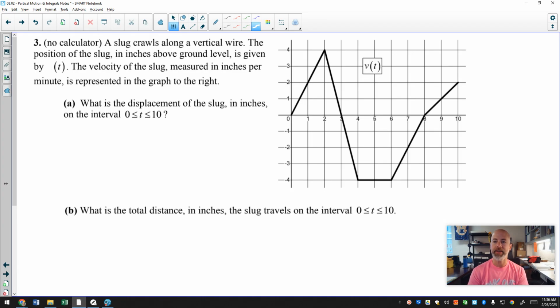There's nothing wrong with calling it x, but I think since we're traveling vertically, I'm going to change that to y, since we're moving vertically. The velocity of the slug measured in inches per minute is represented by the graph to the right. What is the displacement of the slug on the interval 0 to 10? So displacement, we do not use absolute values. So displacement is going to be the integral from 0 to 10 of v of t.